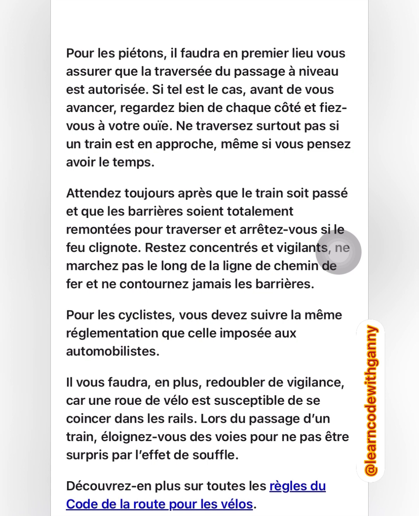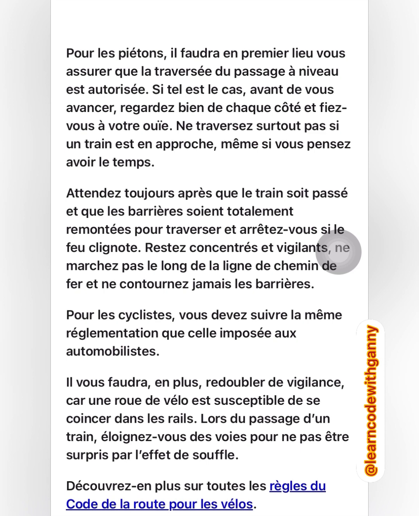If this is the case, before moving forward, look carefully on both sides and rely on your hearing. That is why you must be somebody that has a good ear on the road, even if you are not driving. Do not cross if a train is approaching, even if you think you have time. Trains are very fast too. Always wait after the train has passed and the barrier has completely risen to cross and stop. If the light flashes, stay focused and vigilant. Do not walk along the rail line.